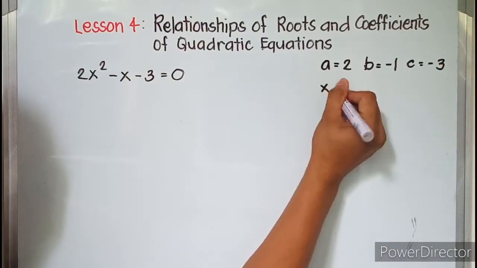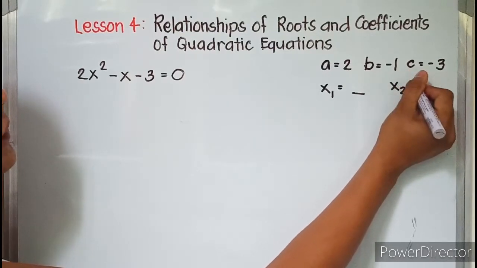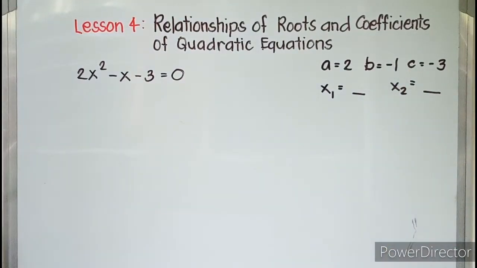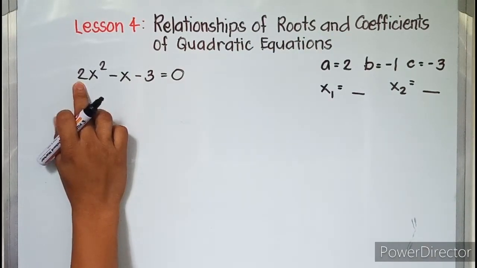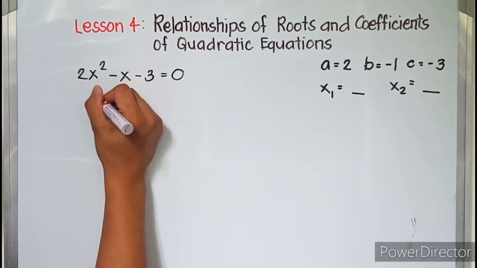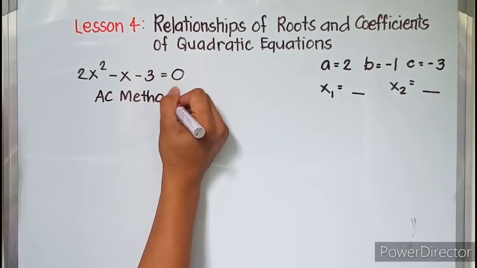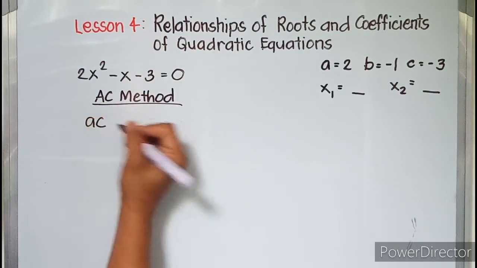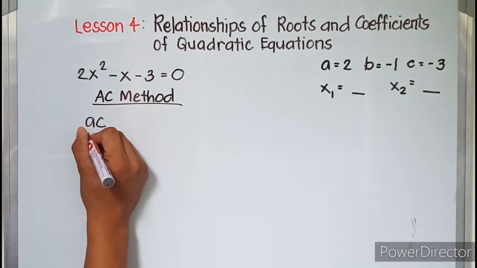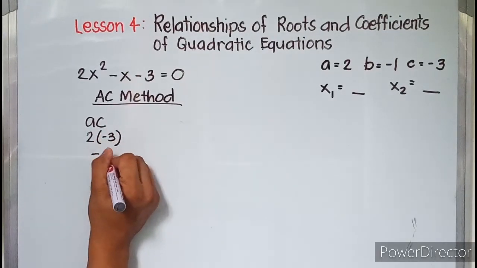So we are trying to get the value of x sub 1 and the value of x sub 2. Okay, as you can see, our given 2x squared minus x minus 3 is equal to 0. A is greater than 1. So we are going to use AC method, or you can have factoring if you want. So AC method. So we multiply A and C. So we have 2 times negative 3. So that is negative 6.